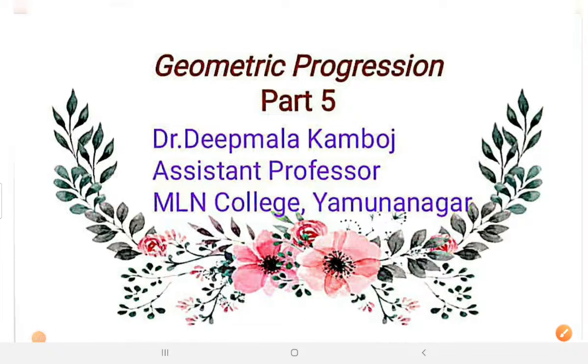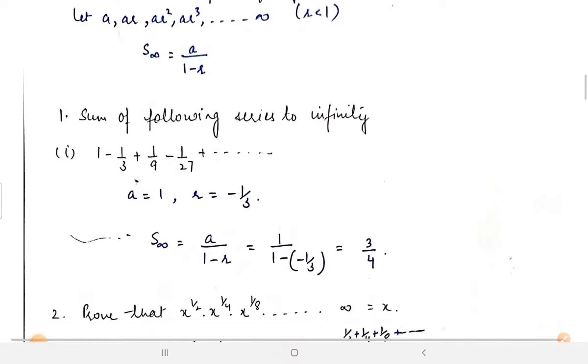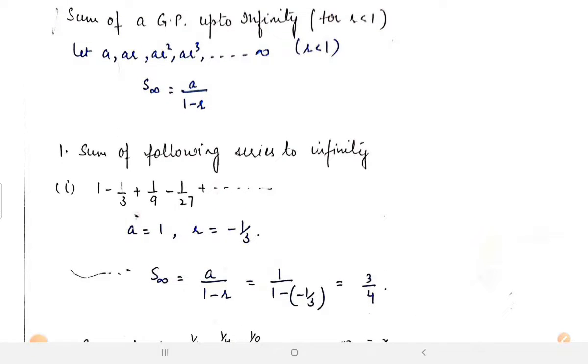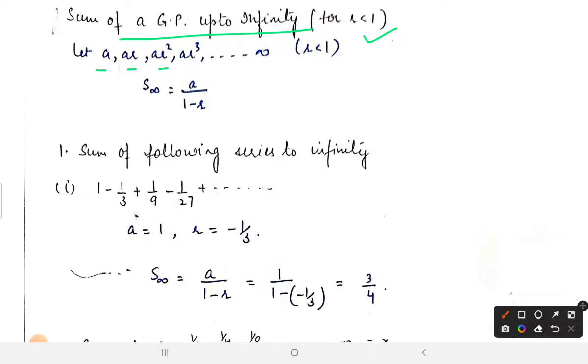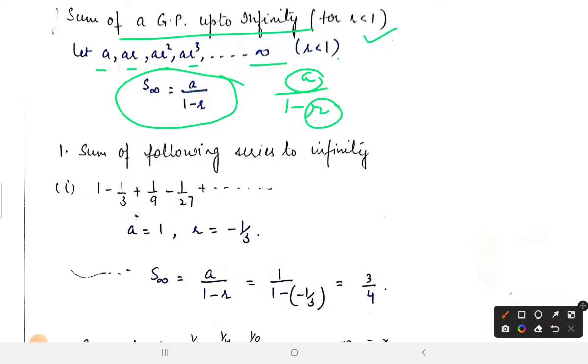We are doing geometric progression, and today we will discuss the sum of a geometric progression up to infinity. Let us discuss the sum of a geometric series up to infinity when the common ratio is less than 1. If we have a geometric progression a, ar, ar squared, ar cubed up to infinity, then the sum to infinity is given by a upon 1 minus r, where a is the first term and r is the common ratio, and one condition is that the magnitude of r should be less than 1.